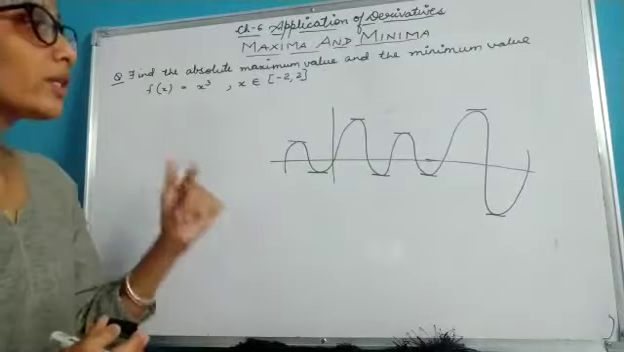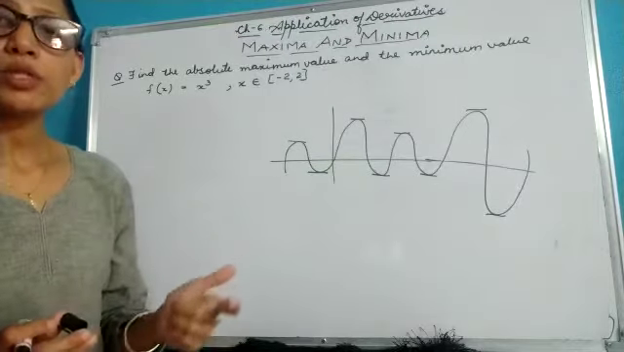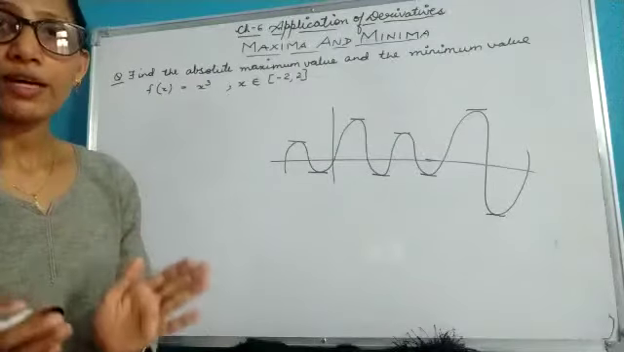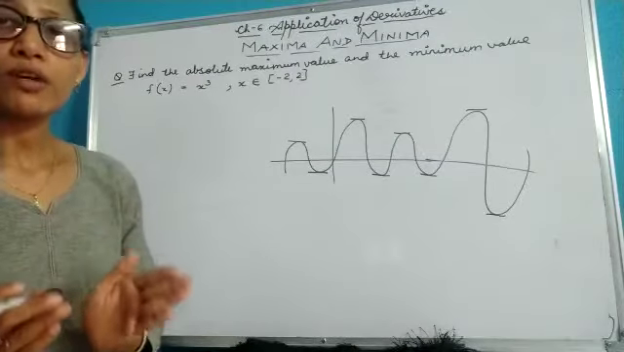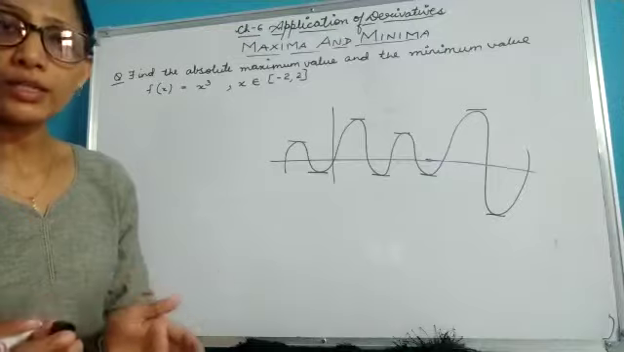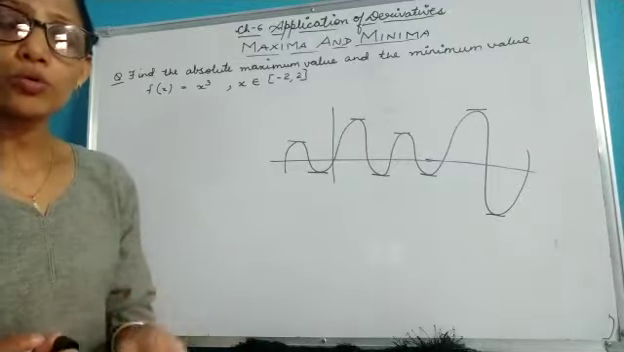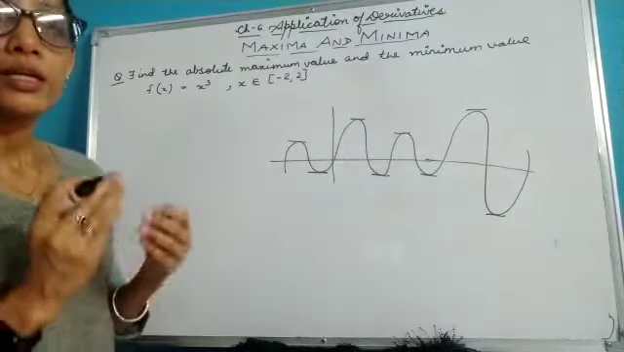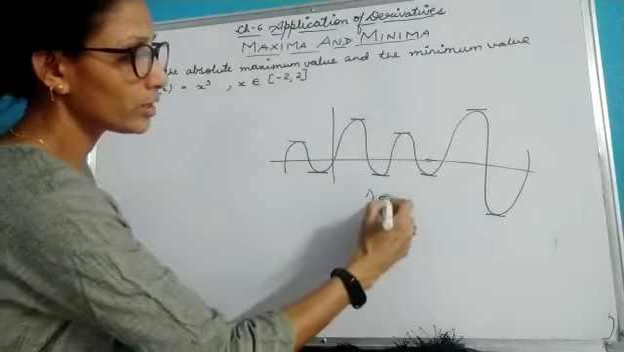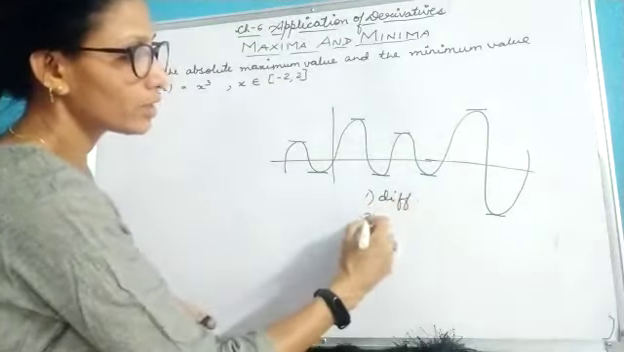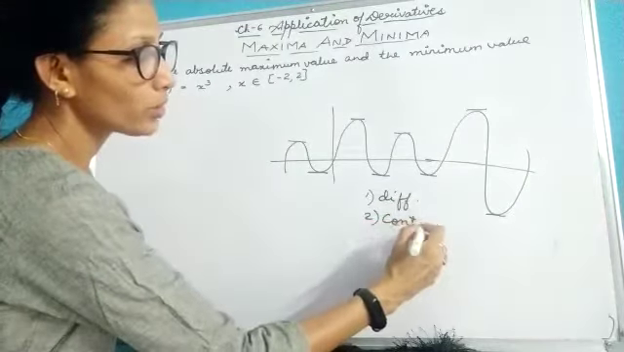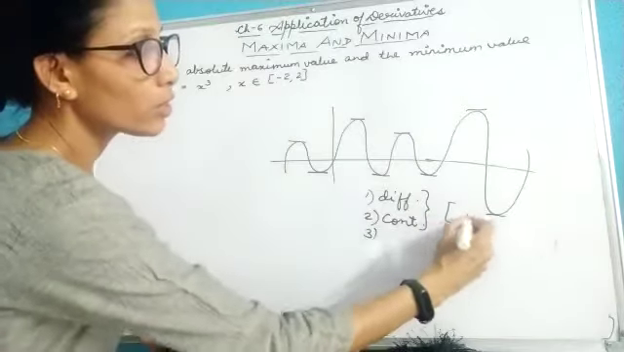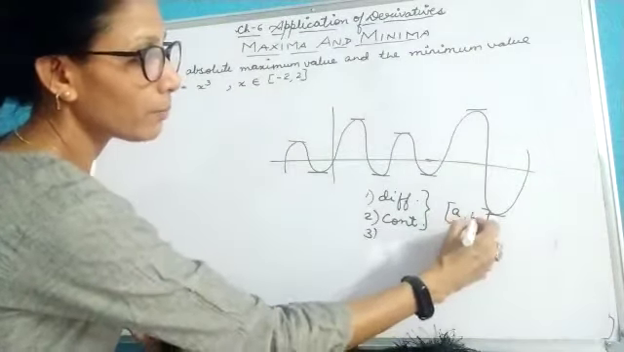But children, the absolute maxima and absolute minima means if a function is defined, or I can say if a function is differentiable and continuous in a closed interval, say AB. If your curve is differentiable, that first point is it should be differentiable. Second point, it should be continuous, and it should be differentiable and continuous in the closed interval, say AB.